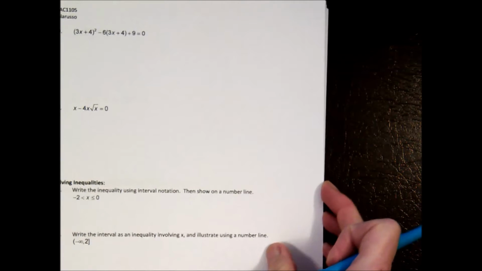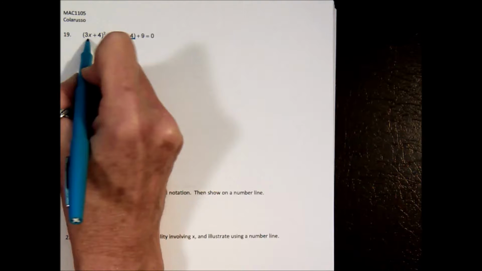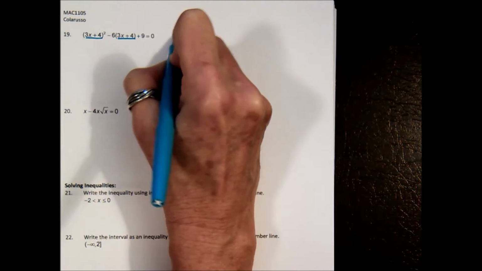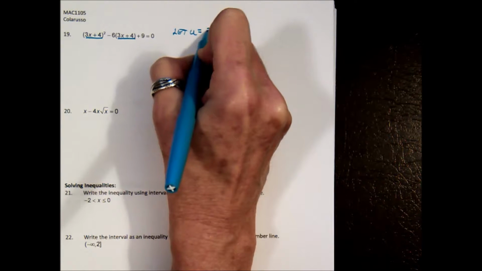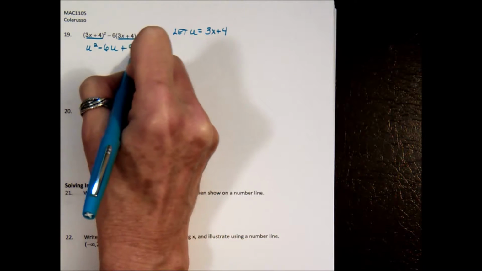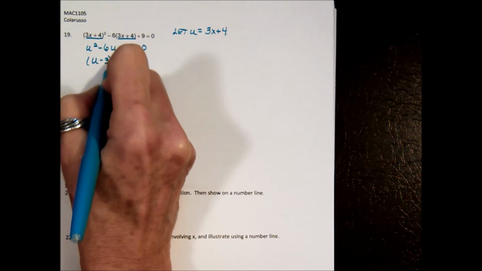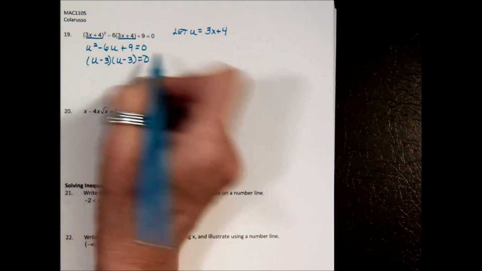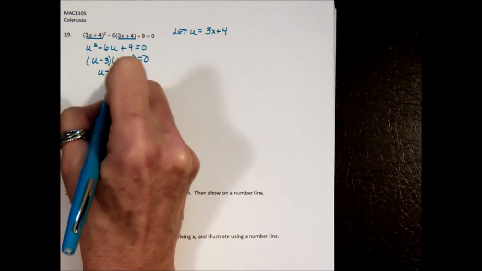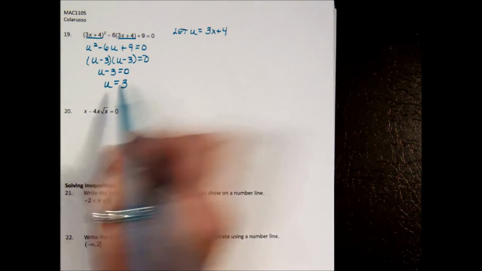All right, let's look at the next one. This next one is a perfect example of a U substitution because I have something here and the same something here squared. So we're going to say, let U equal 3x plus 4. So that would give me U squared minus 6U plus 9 equals 0. That is definitely factorable. It's U minus 3 times U minus 3 equals 0. So using the zero factor property, U minus 3 equals 0, U equals 3. But remember, we're not looking for U, we are looking for x.